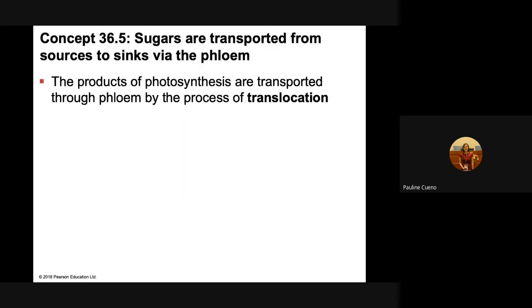Okay? And then, we are done with the xylem. Next naman po ay yung phloem. So paano ba naman tinatransport yung photosynthetic products from the source going to the other parts of the plants? So the products of photosynthesis are transported through phloem by the process of translocation. Kanina sa xylem, the transport in xylem is caused by transpiration. Ngayon naman, the products of photosynthesis will be transported through the process of translocation.